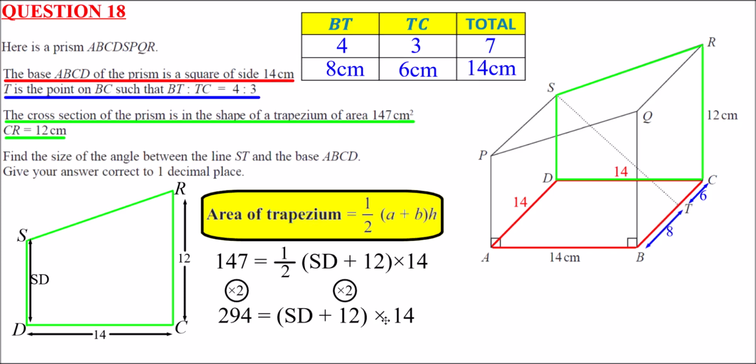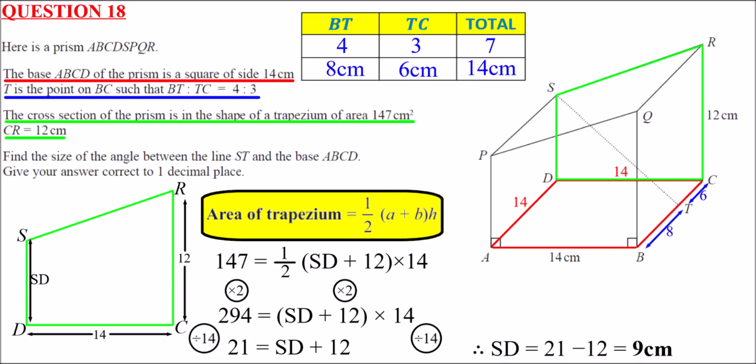The next decision I'm going to suggest we make is to divide both parts by 14. And that then gives us that 21, because 294 divided by 14 is 21, and 14 divided by 14 cancels, is SD plus 12. Finally, to work out SD, we can just subtract 12 from both sides. So therefore, SD has to be 21 minus 12, which is 9 centimetres. We can now add this in to our diagram. But there's still more work to be done, believe it or not.